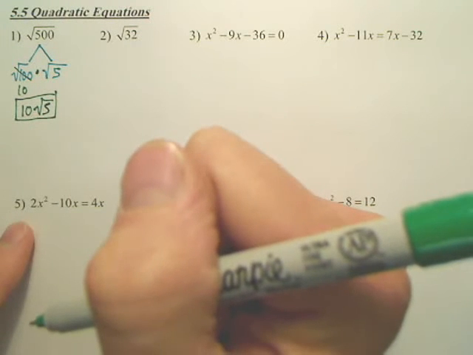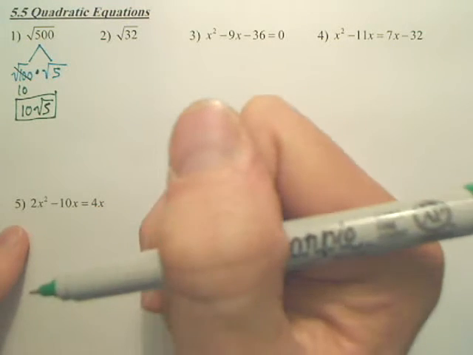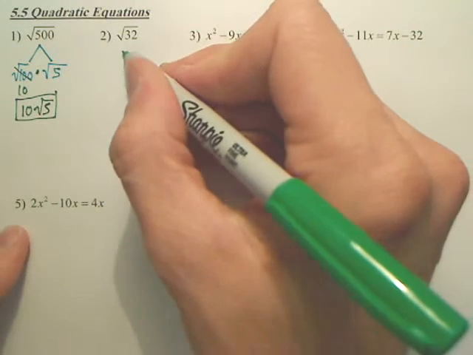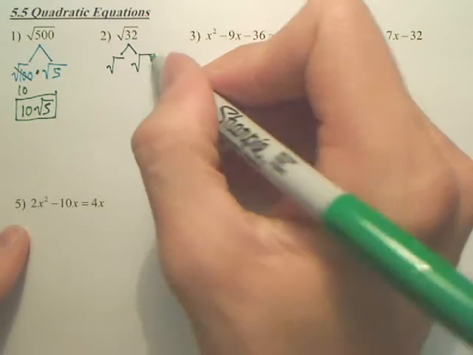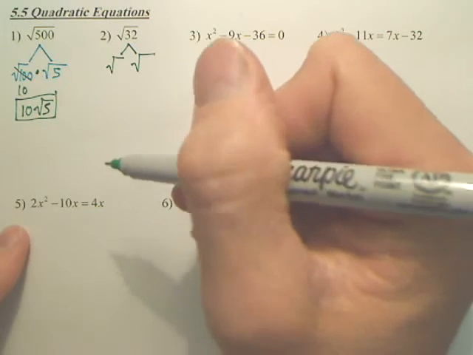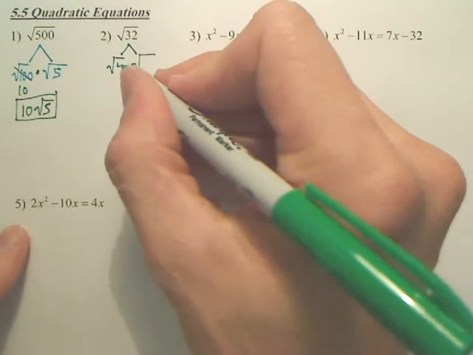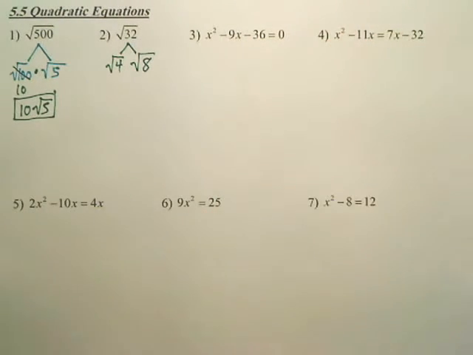You're pulling out, or separating out, square numbers out of your square root. Look at number 2. You're trying to think of square numbers that go into 32. There are a couple of different square numbers that go in, but the first obvious one is 4. 4 times what? 8. Okay. 4 times 8 gives you 32.